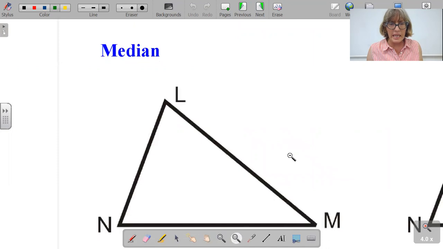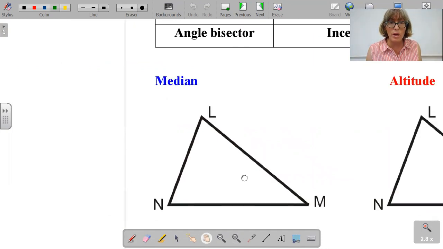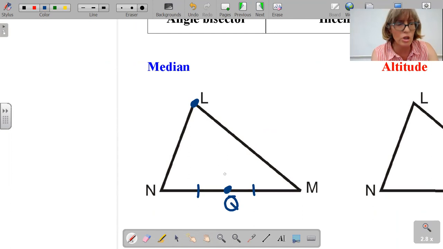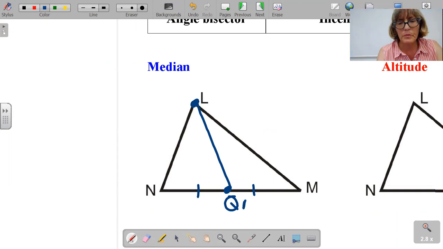So a median connects vertex to midpoint. So if you eyeball, if we want to do a median from L to the midpoint here, hatch mark to prove it's a midpoint, we'll call that midpoint Q. The segment that connects the vertex to the midpoint, that is called a median. Vertex to midpoint. That's called a median, that segment.